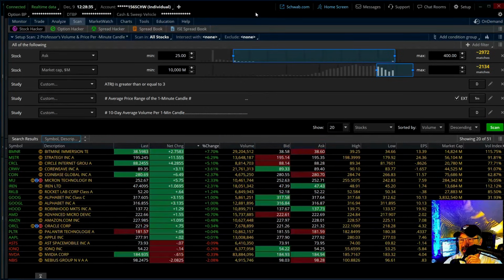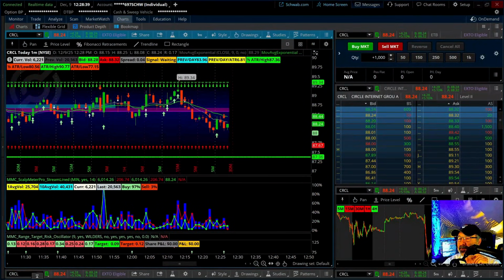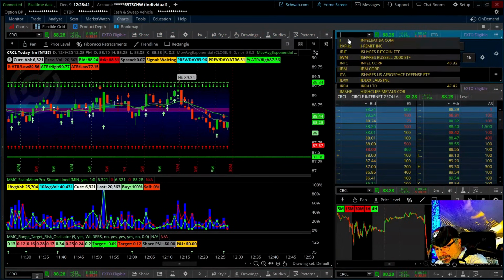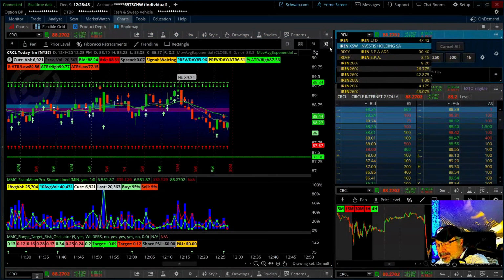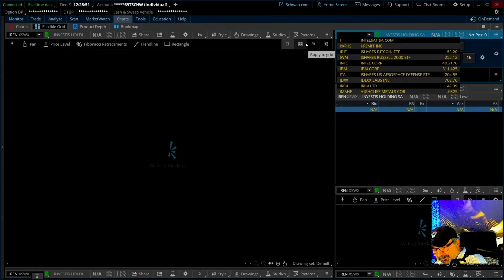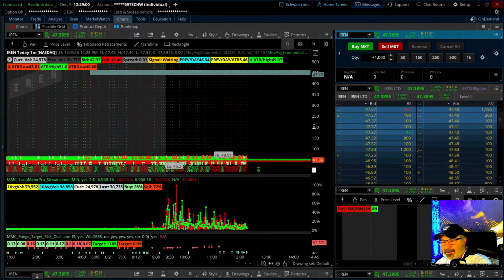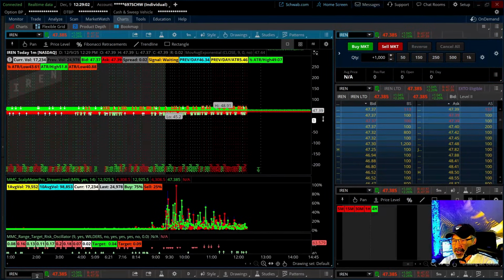IREN. It reminds me of the singer Ren. Let's see. Let's see what that looks like on this scanner. Oops, did I do that wrong? On this chart. There we go. Okay. So we'll open this up.